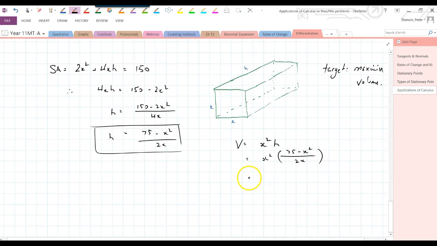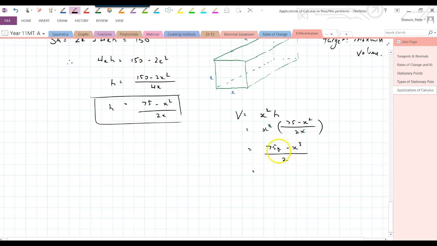Okay, so let's get to work on this. I can see an x that can go there and there, because that's multiplied out, and that's all I'll do for the minute. I'll now run this x through, so it'll be 75x minus x cubed all over 2.